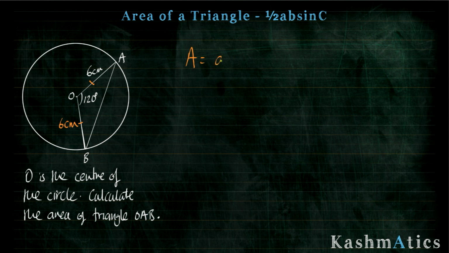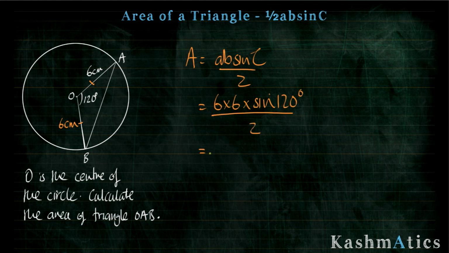So the area would equal AB sine C divided by 2. And A and B are both 6, so it'll be 6 times 6 multiplied by sine 120 divided by 2. And if I plug that into the calculator, I get 15.6 centimeters squared.